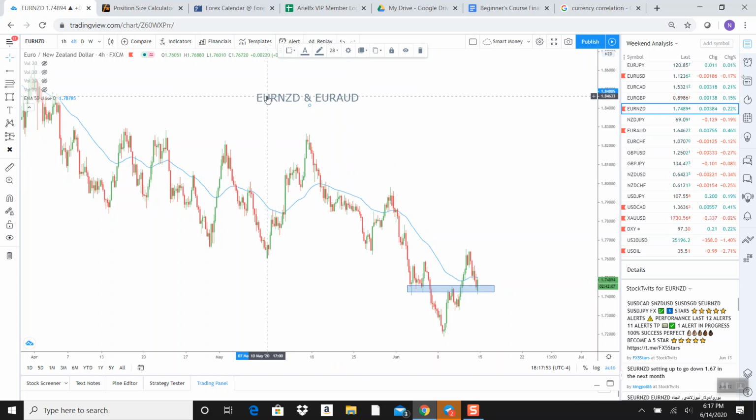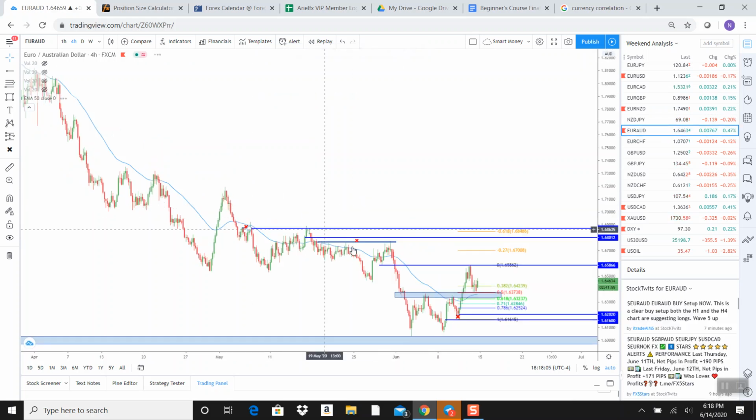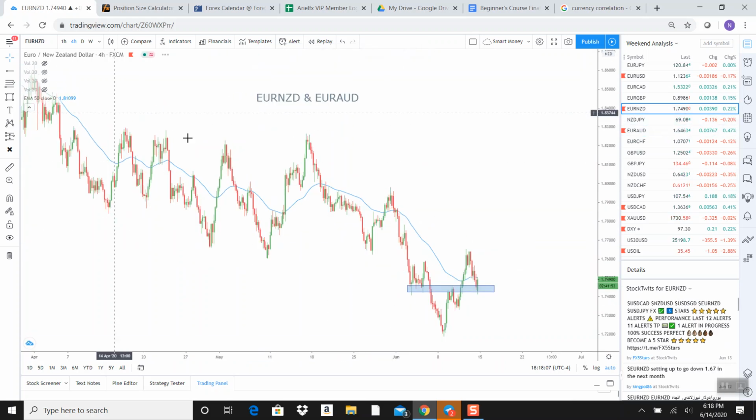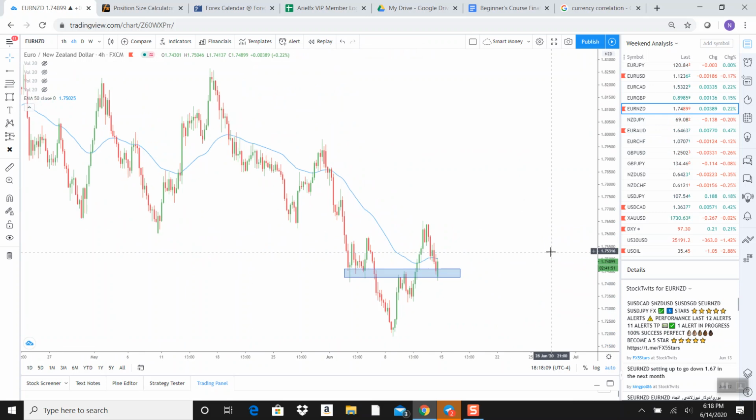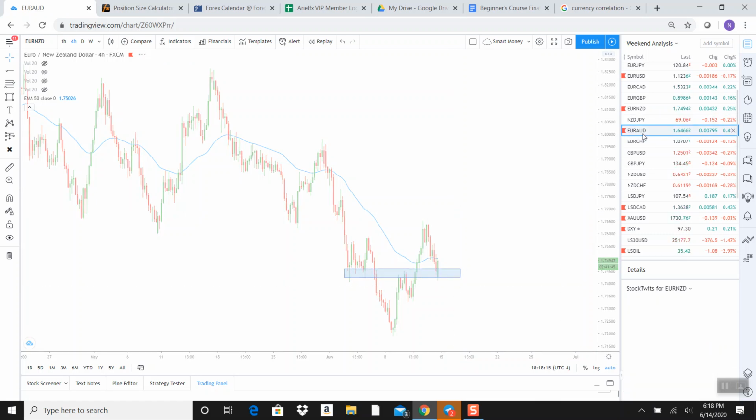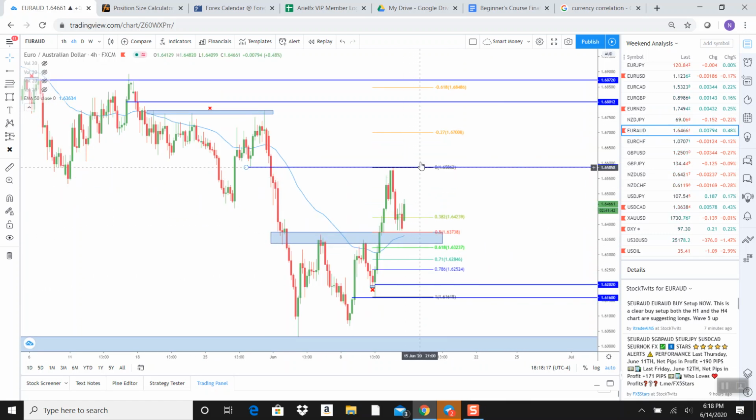Same with Euro. When Euro weakens, it should push both of these down. When Euro strengthens, it should push both of these up. So they are very correlated with one another. Not 100% correlated, because obviously this chart doesn't look exactly the same as this one. But long term, it should have the same kind of direction. So if Euro NZD makes a move to the upside, which I'm expecting in my opinion, Euro AUD should make the same move to the upside.